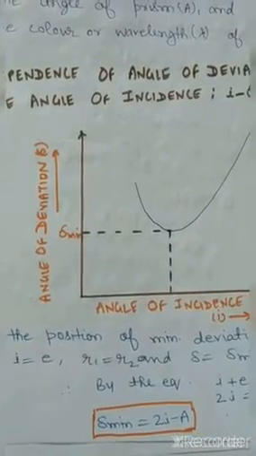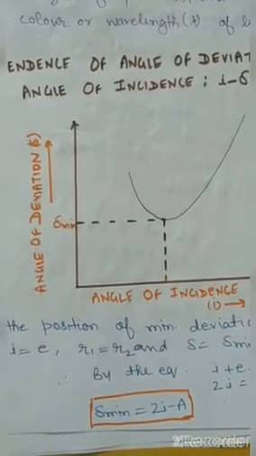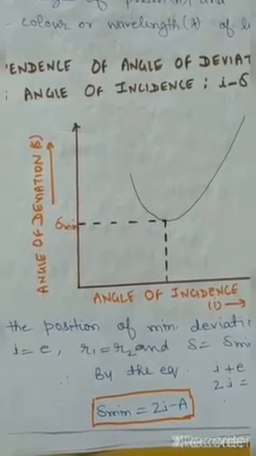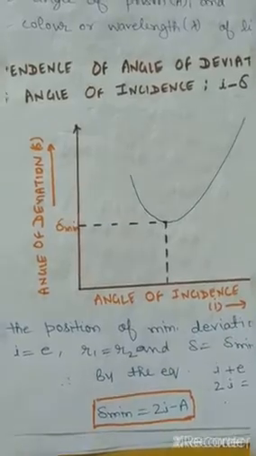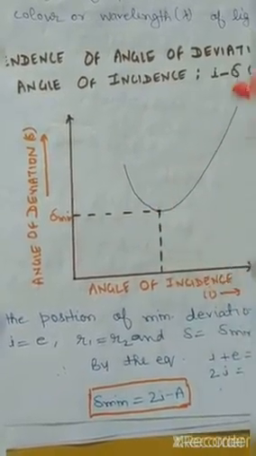So this is the dependence of the angle of deviation on the angle of incidence. First the value will decrease with the increase in angle of incidence, and then it will start increasing with the increase in angle of incidence. From where? First it reaches the delta minimum, and from there it will start increasing.